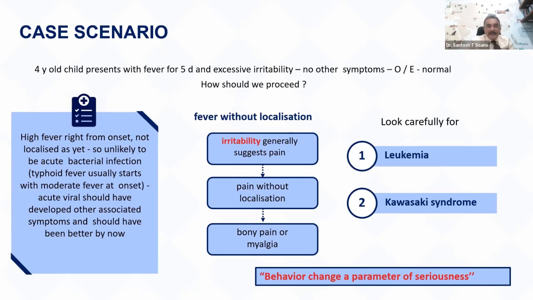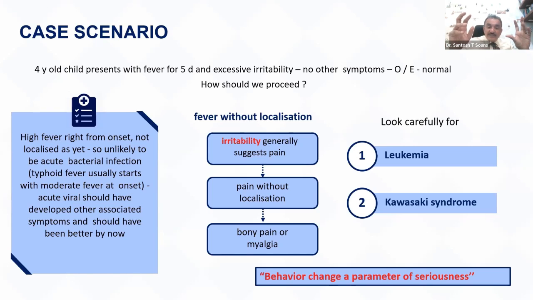This is one more case. A 4-year-old child presents with fever for 5 days, excessive irritability, no other symptoms. On examination, everything is normal. In this child, how do we proceed? High fever right from the onset, not localized, so unlikely to be acute bacterial infection. Remember this: bacterial infection that is localized on the first day is very, very unlikely.